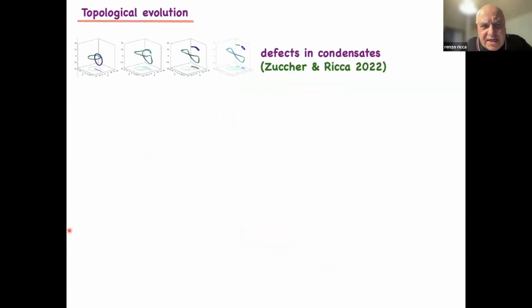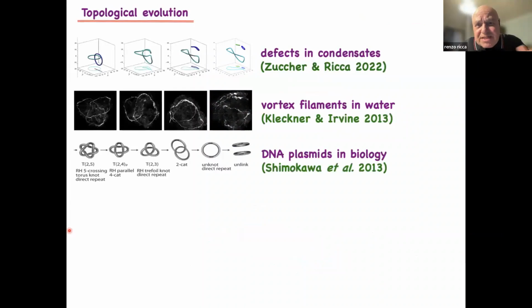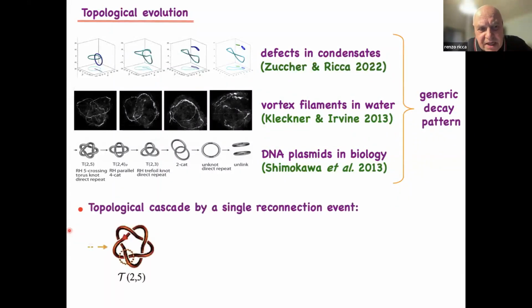So you see, this leads me to the second part of the talk. We have this sequence of defects in condensates, a sequence of vortex filaments in water, but even the same sequence, i.e. this topological pattern of cascade, in DNA plasmids in biology, which is quite remarkable. So what this generic pattern is so special about, I don't know. So we started to investigate this with collaborators from China, in particular Xin Liu.